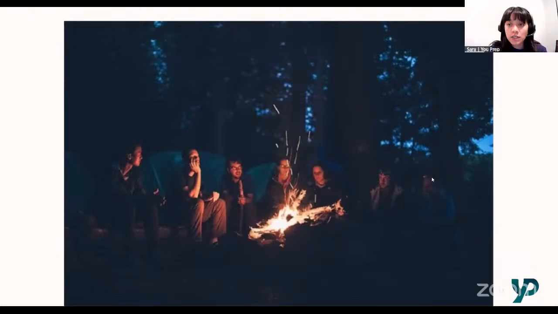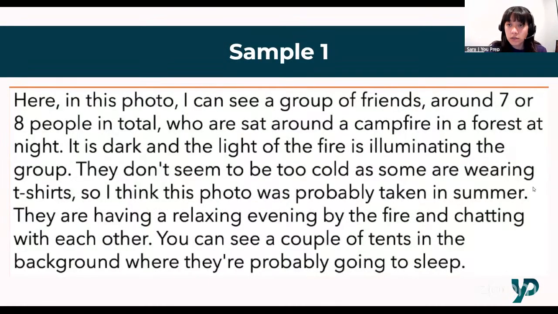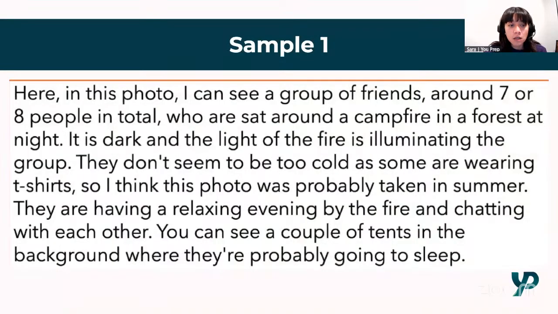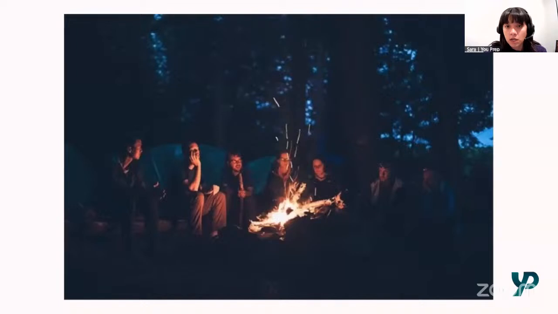Here we have the sample. This is a more detailed sample, and we're going to read it. It says, here in this photo, another way to start, I can see a group of friends, around 7 or 8 people in total, who are sat around a campfire in a forest at night. So yes, we can see that it's night. It is dark and the light of the fire is illuminating the group. We can see that. Yes. It is dark around and the light of the fire is illuminating them.